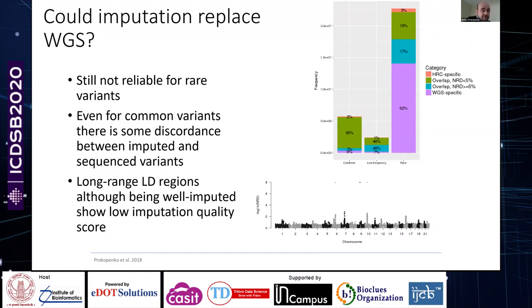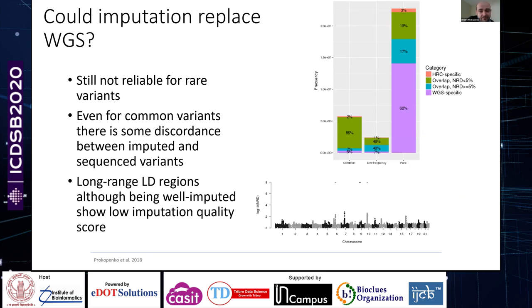So, could imputation actually replace the need for whole genome sequencing? I mean, if you have a large enough reference panel, why don't you just do genotyping and then impute against this panel and get all the variants you need? To answer this question, I compared real sequenced whole genome sequence variants to the ones inferred with imputation. And those were coming from the same cohort, from the same subjects.